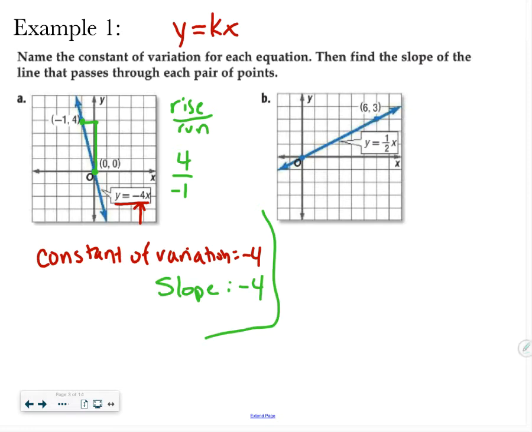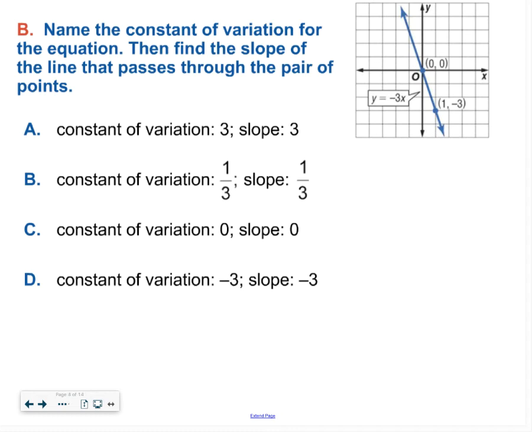And if we look over on the right hand side, our equation, y equals 1/2 x, so our constant of variation is going to be 1/2. And then our slope, we go up 1, 2, 3, and we run to the right, so positive 1, 2, 3, 4, 5, 6, which means our slope is 1/2. So hopefully you see the pattern: constant of variation and slope end up being the same thing. Go ahead and try this next one on your own, see how you do.